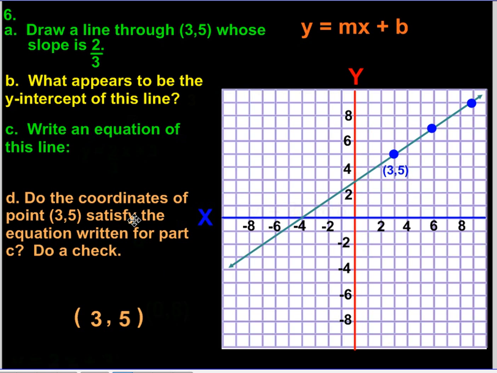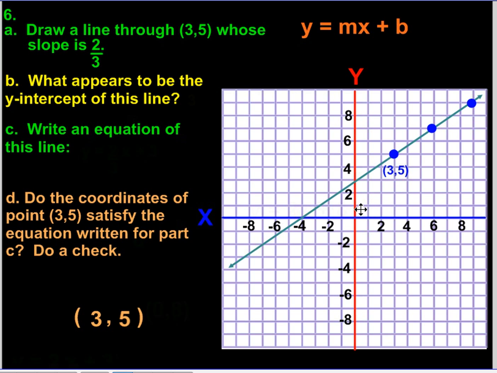Moving on to the next problem. I'm going to do number 6. Number 6 says to draw a line through 3, 5, whose slope is 2/3. So I start by plotting a point, 3, 5, right here. 1, 2, 3, 1, 2, 3, 4, 5.